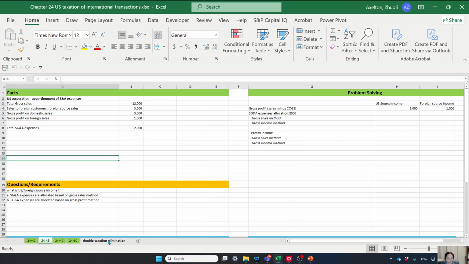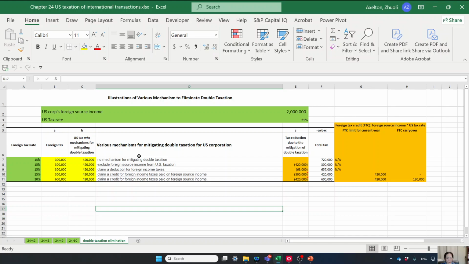Again, this is just for your information, and for our homework, we're really just going to focus on the foreign tax credit calculation. So I have this worksheet set up to show you the various mechanisms to eliminate double taxation. I start with a very simple example: a U.S. corporation has foreign source income through a branch, with $2 million of income, and the U.S. tax rate is 21%. Depending on which jurisdiction they are operating in, the foreign rate could be 15% or 30%.